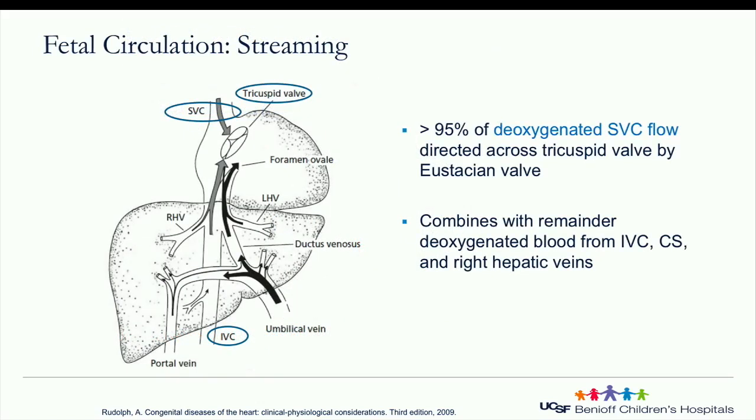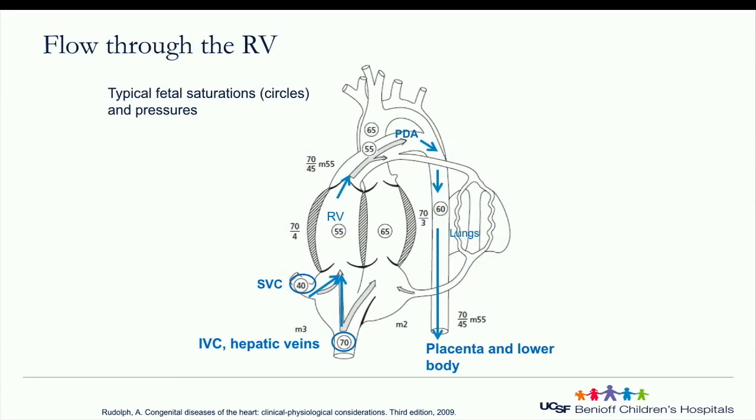Blood returning to the fetal heart from the SVC is highly deoxygenated, and almost all of this flow is directed across the tricuspid valve to the RV, along with the coronary sinus flow and the remaining flow from the IVC. And the majority of this flow will traverse the PDA to the descending aorta and back to the placenta.